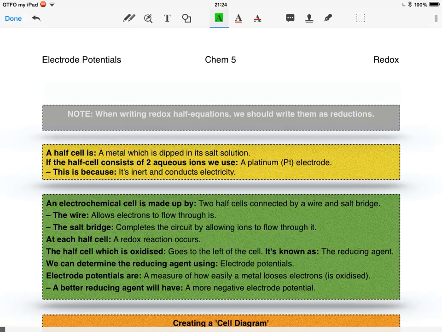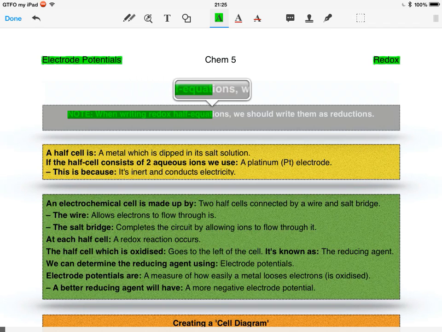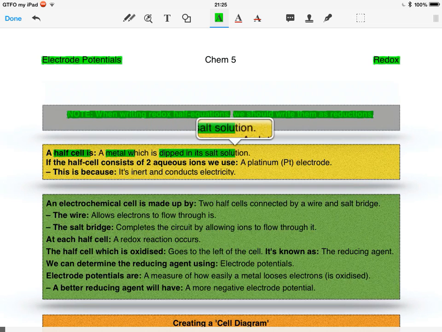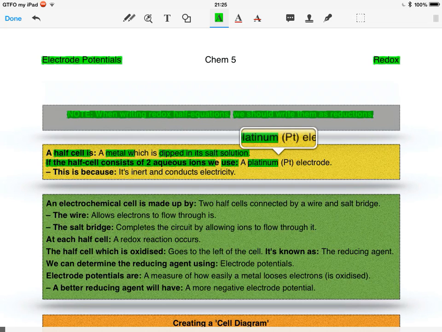Okay, so for the redox section, the next part is electrode potentials. The special note before I start is when writing redox half equations, we should write them as reductions. So, a half cell is a metal which is dipped in its salt solution. If the half cell, however, consists of two aqueous ions, we use a platinum electrode.